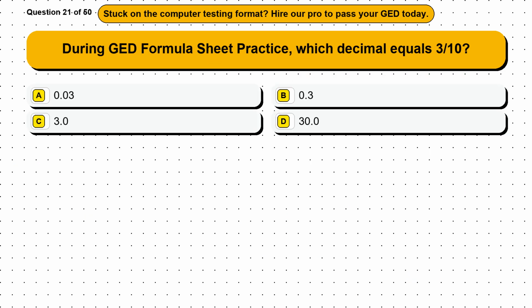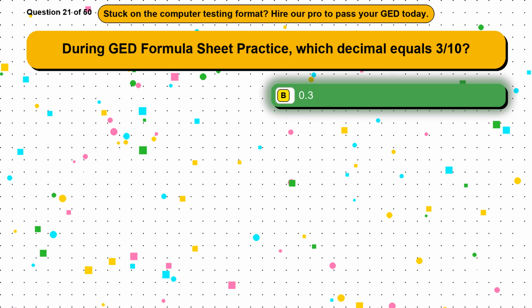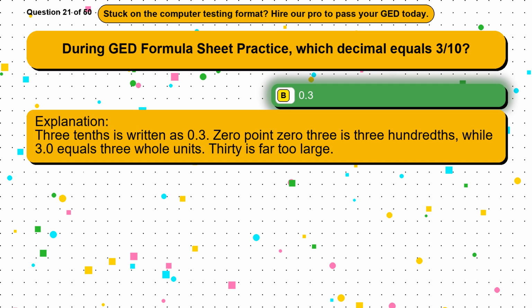Question 21. During GED formula sheet practice, which decimal equals 3/10? Option A, 0.03. Option B, 0.3. Option C, 3.0. Option D, 30.0. The correct answer is option B. 0.3. 3/10 is written as 0.3. 0.03 is 3/100ths, while 3.0 equals 3 whole units. 30 is far too large.